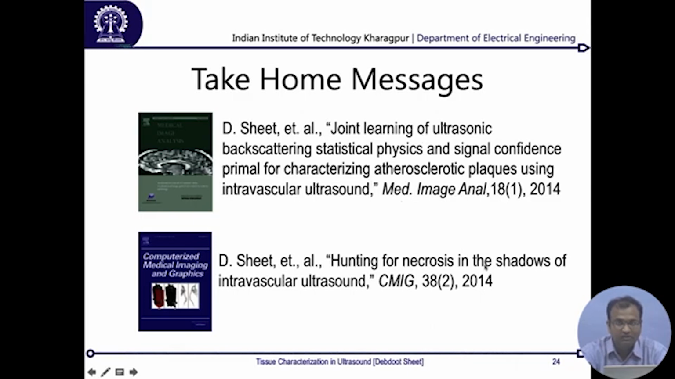To read more about them you can refer to these two of our earlier publications. The first one has much more detail about the ultrasonic statistical mechanics and how you can use it, and the whole concepts behind that. So with that I come to an end to ultrasound tissue characterization, and thanks.